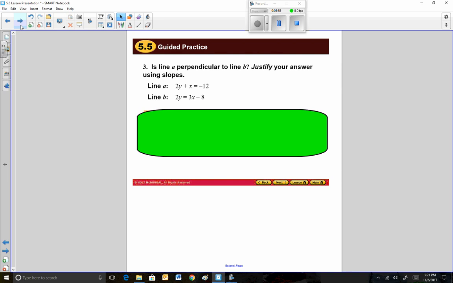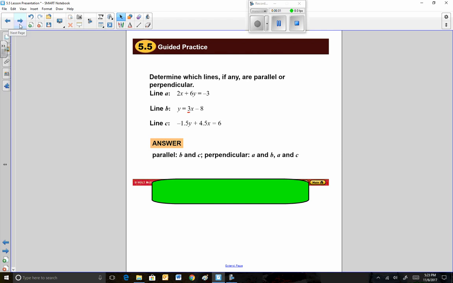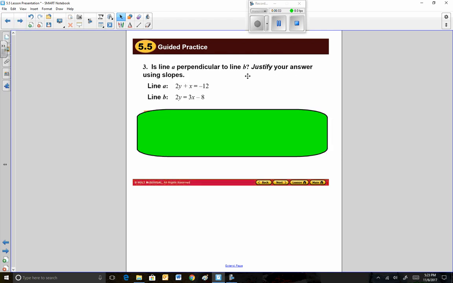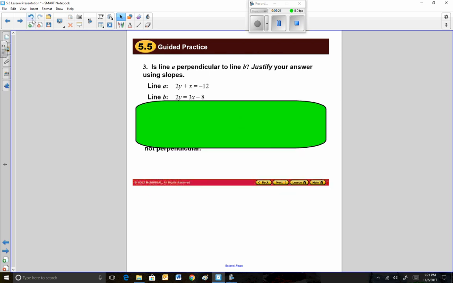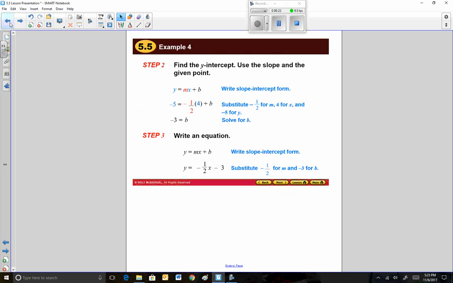Let's give it one more time. Is line A perpendicular to line B? You just have to rearrange these in slope-intercept, and you would find A is negative 1/2 and B is 3/2. They are not opposite in any way. They're not the same, so they're not parallel or perpendicular. Neither one. All right.